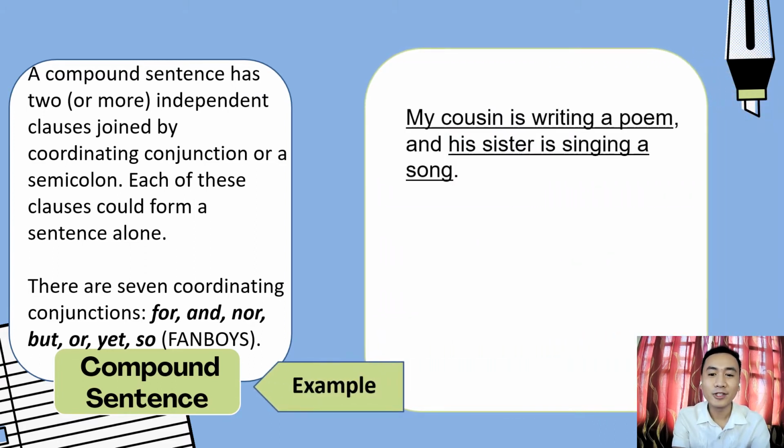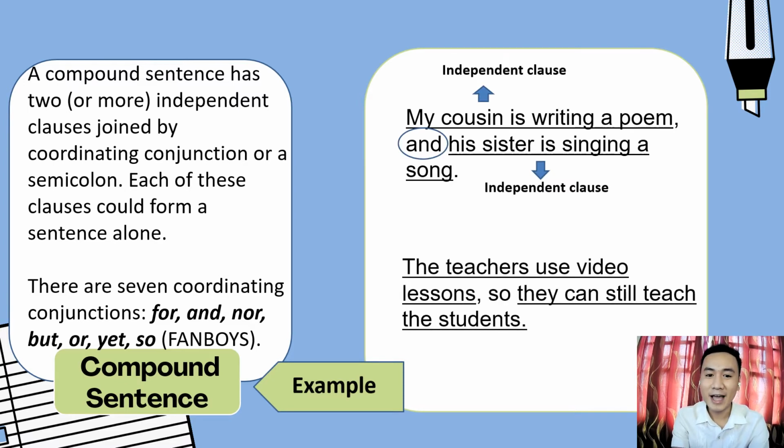For example, my cousin is writing a poem and his sister is singing a song. The 2 underlined clauses are independent clauses which are joined by the conjunction and. Another example, the teachers use video lessons so they can still teach the students. The 2 underlined clauses are independent clauses which are joined by the conjunction so.